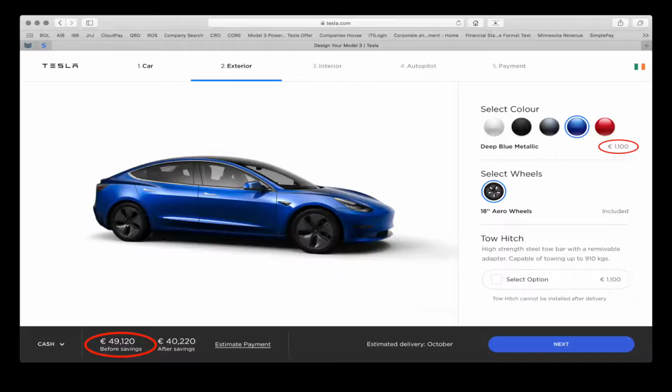Here it is, standard range plus from the previous page, 47,840. Add blue paint, 1100 euros, straightforward enough. Cost of Model 3 standard range plus: 48,940. However, have a look at what's on Tesla's page. I've highlighted it down at the bottom left. It's 49,120 euros. What the heck is going on?